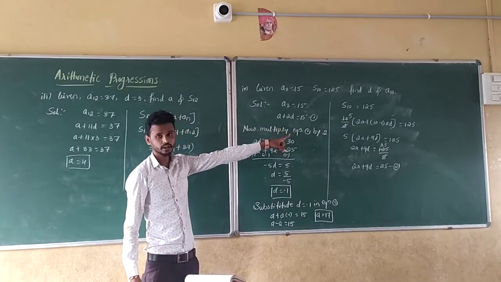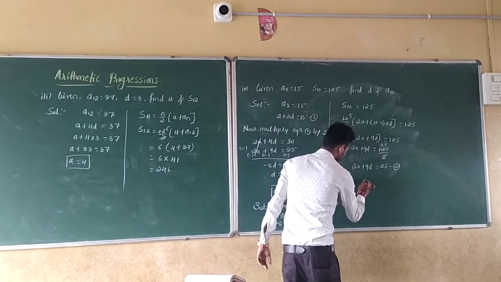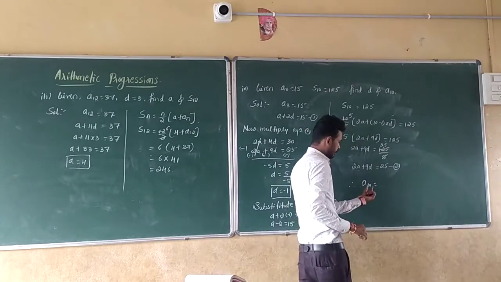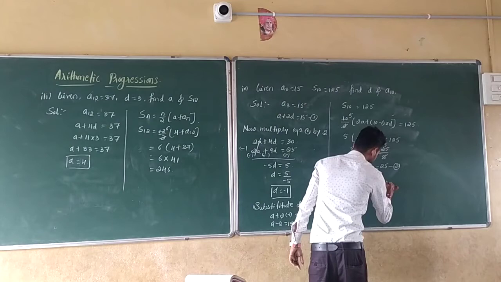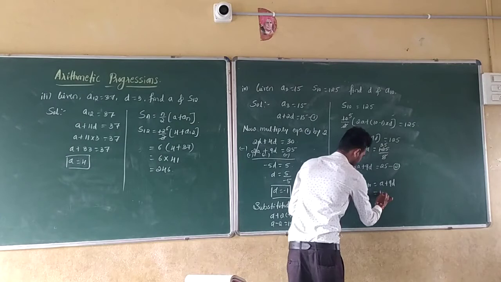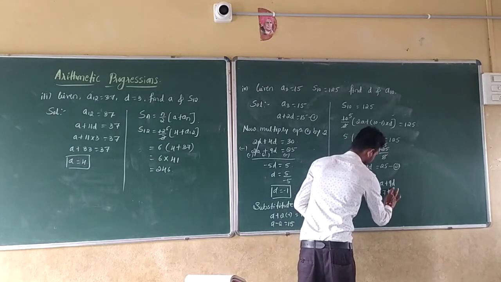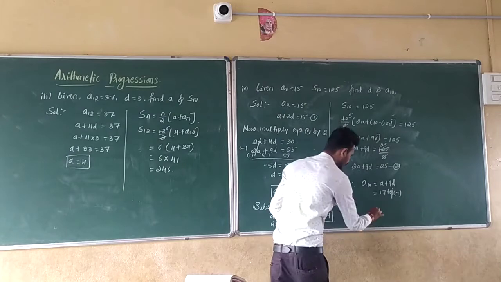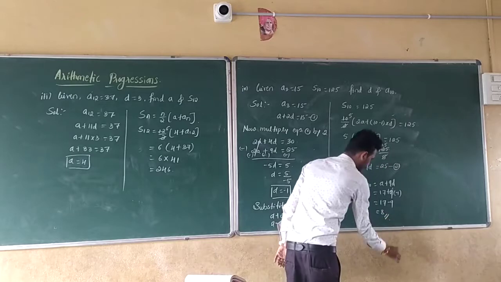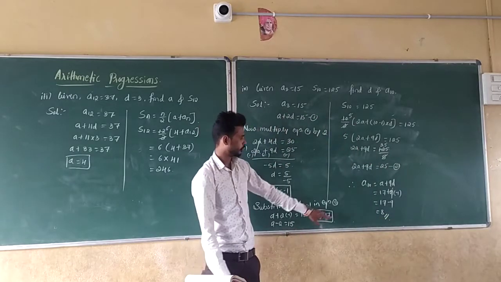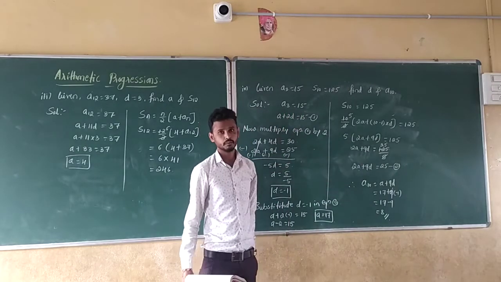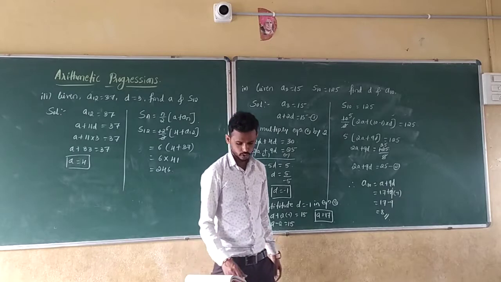Now find A10. Therefore A10 we can write in expanded form, a plus 9d, which is equal to 17 plus 9 into d, which is minus 1. So 17 minus 9, which is equal to 8. Therefore the A10 value is 8. So this is about question number 4. We'll see the next question.